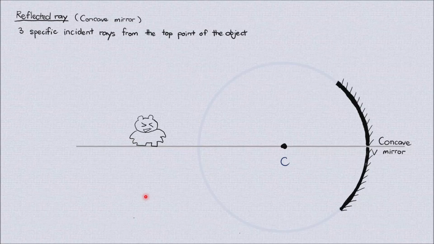There are three specific incident rays for which we can determine the direction of reflection fairly easily. Okay, so I still have my object, the teddy bear, over here, and I have a concave spherical mirror over here. I've labeled the center of curvature, and I've labeled the vertex over here. So we'll start to investigate some of the rays which we can easily analyze.